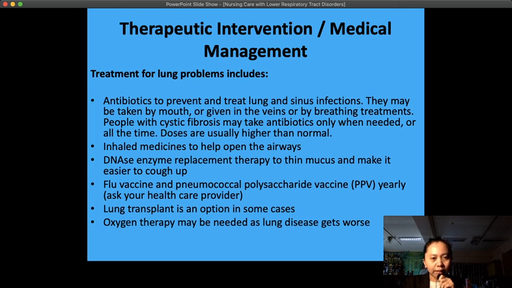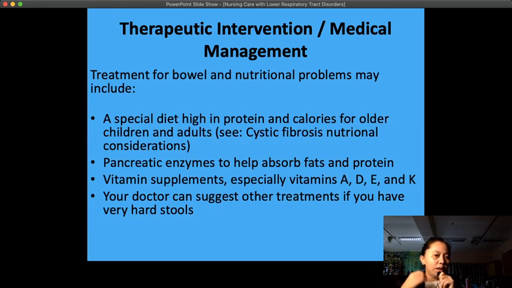oxygen therapy, antibiotics, okay, any treatment to infections. And then special diet, high in protein and calories of older children and adults, and then pancreatic enzymes to help absorb fats and protein kasi sira na nga yung pancreas. Alright? And then vitamin supplements, especially the vitamins ADEK, and then your doctor can suggest other treatments if you have very hard stools.